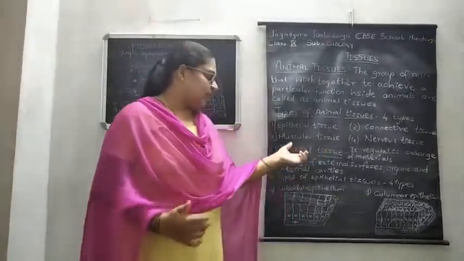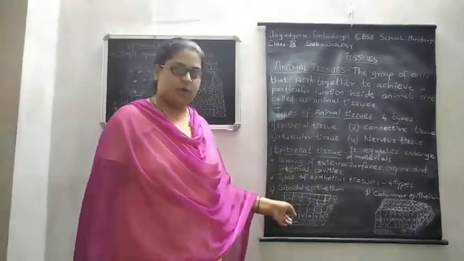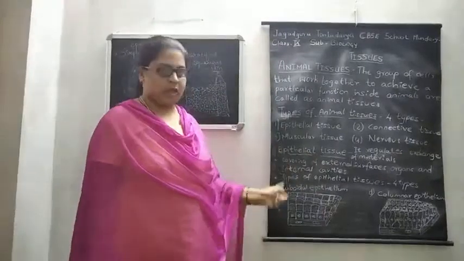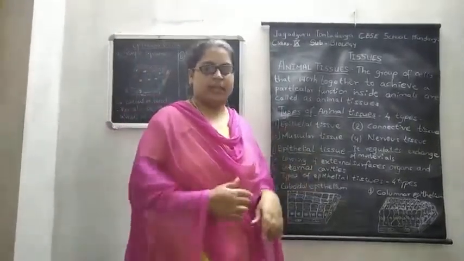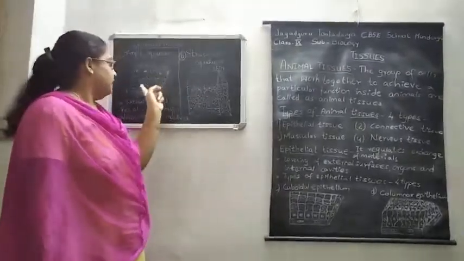And in this epithelial tissue, depending on the shape of the cells, epithelial tissue is again divided into 4 types. So what are those 4 types? I will be telling you. Okay. First one is simple squamous epithelium.